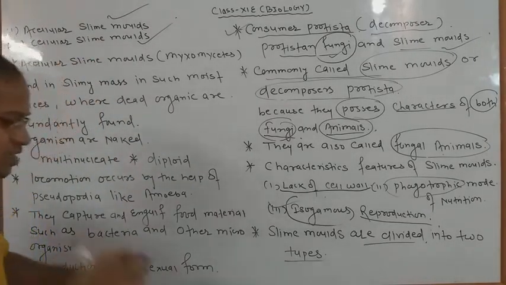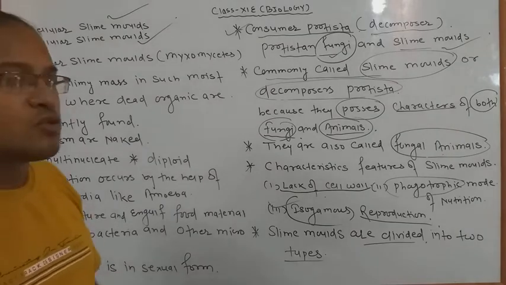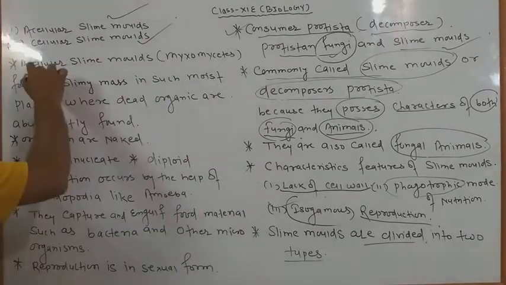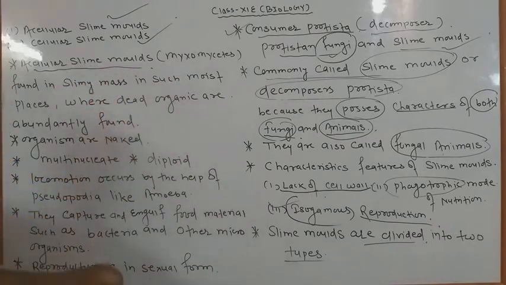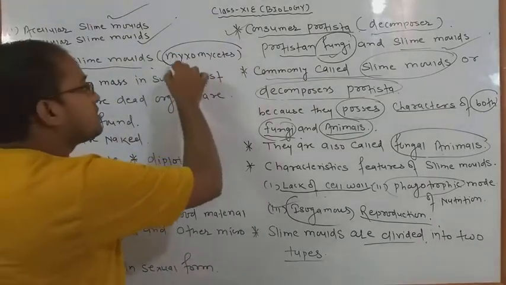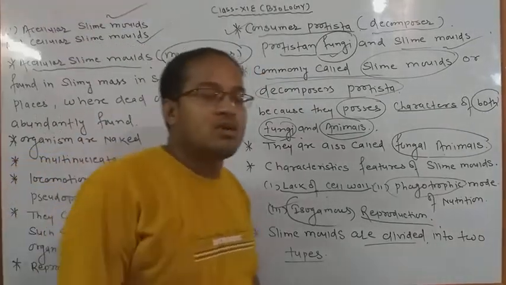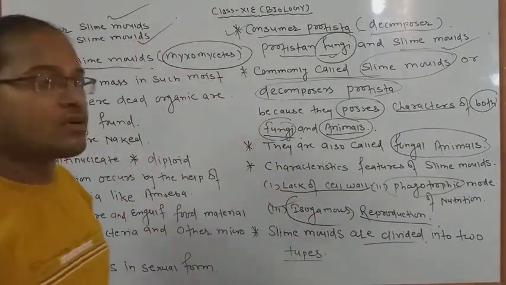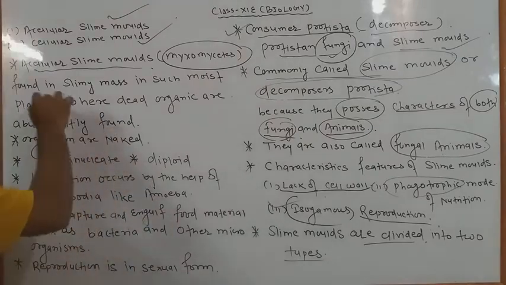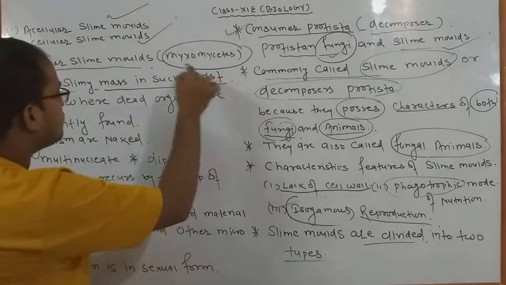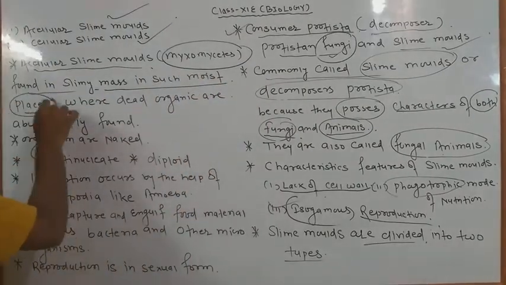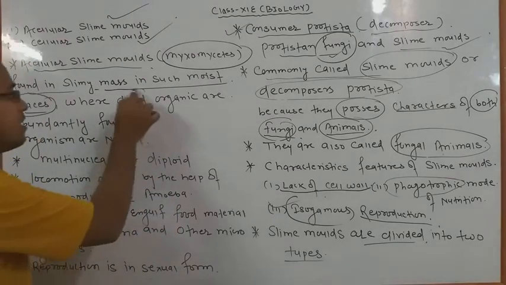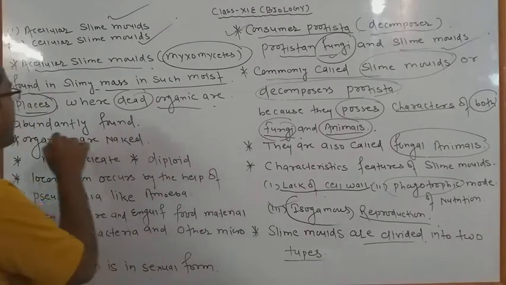Okay, which type of characteristic features do the acellular slime molds possess? The first one is that acellular slime molds are also called myxomycetes. जो acellular slime molds होता है उसे हम myxomycetes के नाम से भी जानते हैं. Most important, they are found as a slimy mass in most places. ये ऐसे places में पाए जाते हैं जहां मरे हुए organics are abundantly found.